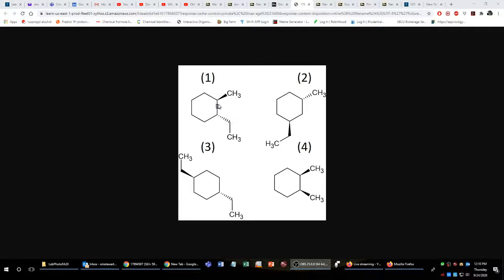Or we can think about it that this methyl group has a hydrogen going back and this ethyl group has a hydrogen coming forward. Well, since the hydrogens are on opposite sides of the ring, this would be a trans compound. So to name it, do what you've done before with alkanes. Name the parent chain. In this case, it's cyclohexane.